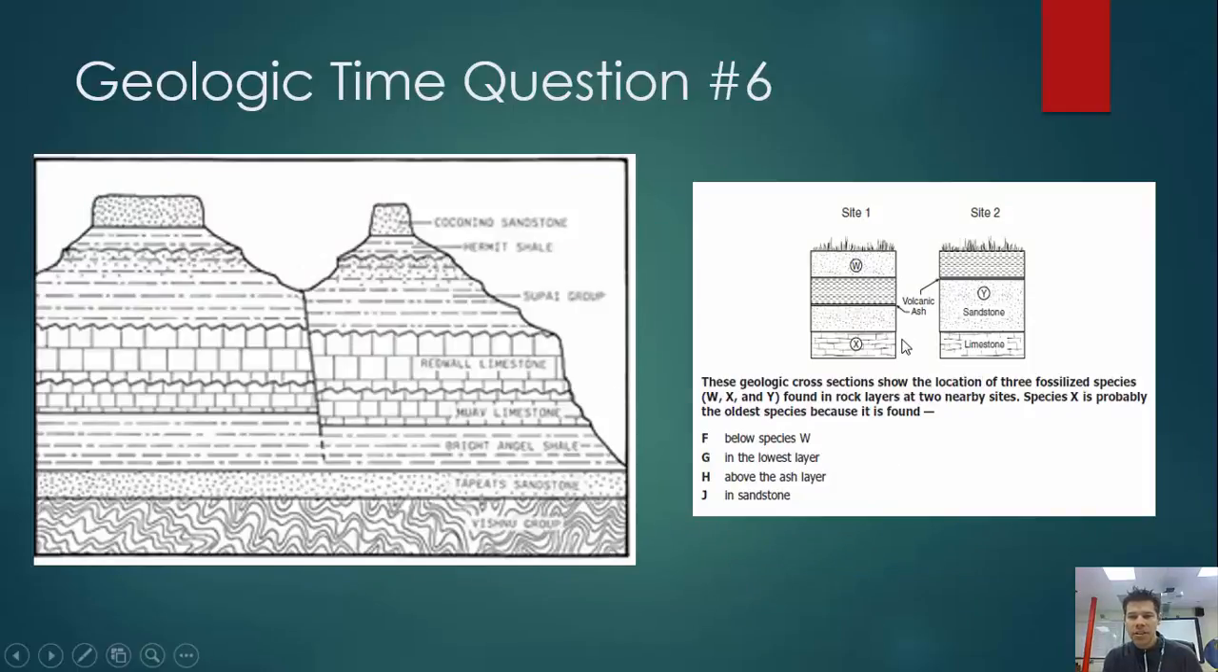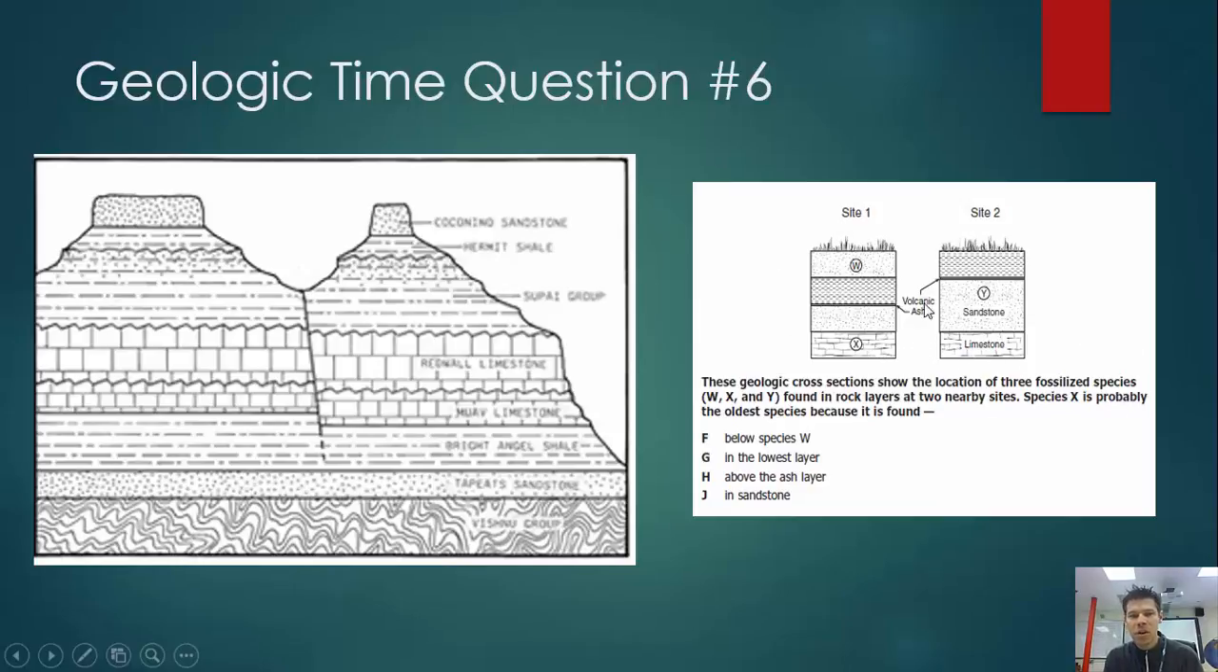These geologic cross-sections show the location of 3 fossilized species, W, X, down here, and Y, found in rock layers at 2 nearby sites. Species X is probably the oldest species because it is found... So it's telling you species X is the oldest, but it's asking you why. And the reason that species X is probably the oldest species is because it's in the oldest rocks. And we know that the oldest rocks are always at the bottom.